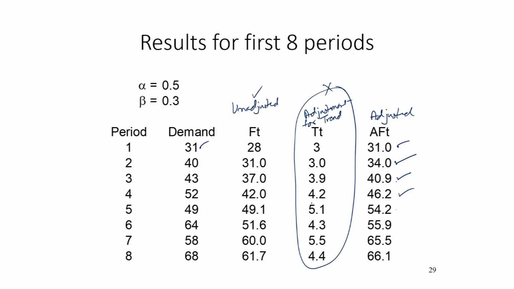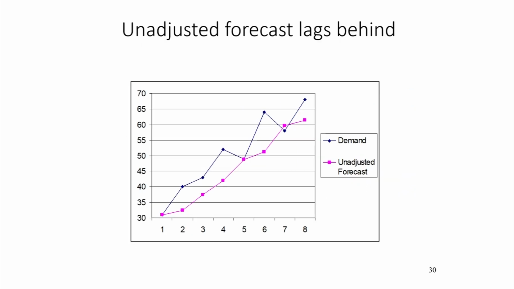But if you take care of the trend and adjust for the trend, you are finding your error is reducing. The forecast error is reducing, your forecast is closer to the actual demand. So, we can see graphically also the black color shows the actual demand and pink color shows the adjusted forecast.